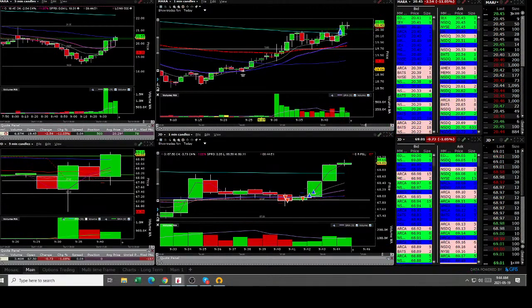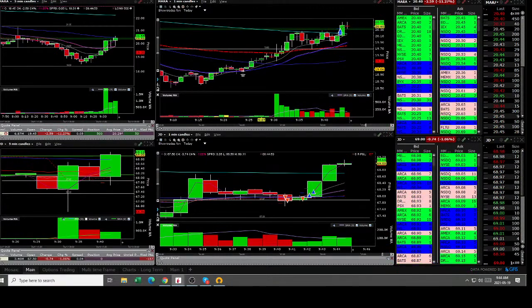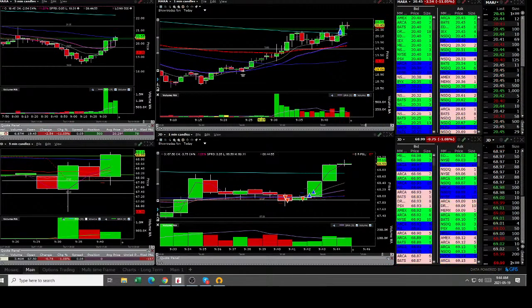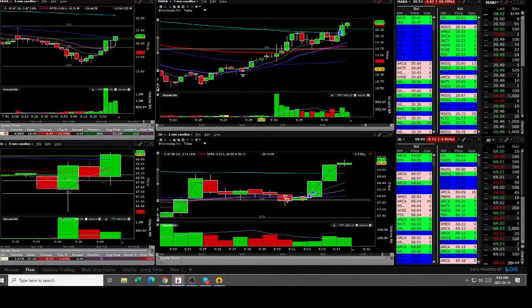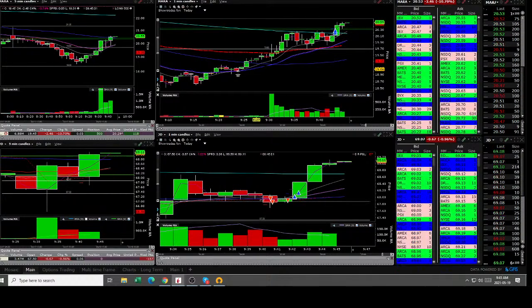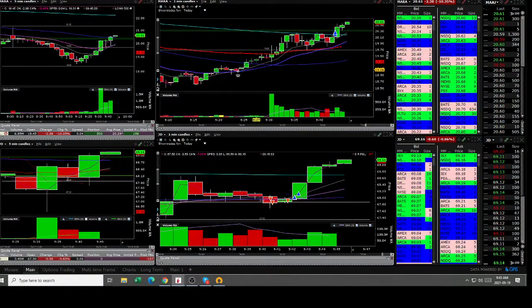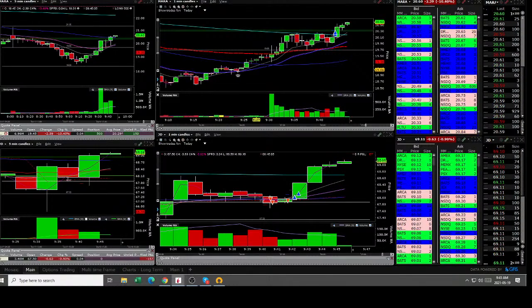Come on. Seems like Mara is failing here. I'm not gonna give it too much room. If it fails 2040, I'm gonna take a partial. Okay, it's moving now. 2080 is my target. First partial.